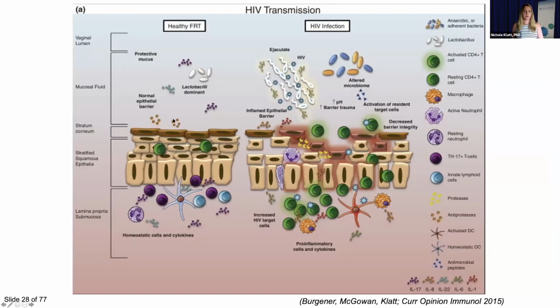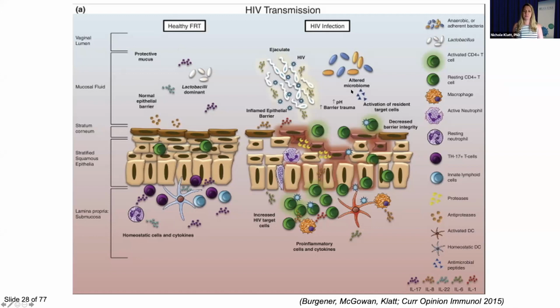So again, one of my little cartoons here on the left, you have a healthy female reproductive tract, where you want an intact squamous epithelium. You have homeostatic cells and cytokines that regulate that barrier and help protect from pathogen infiltration. Now, we'll talk much more in depth about the female reproductive tract bacteria, but Lactobacillus is what we want dominant. So the female reproductive tract is opposite of the gut. In the gut, you want higher diversity to be healthy. In the female reproductive tract, you want lower diversity, you want just Lactobacillus.